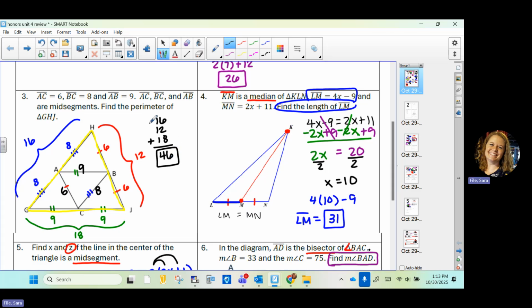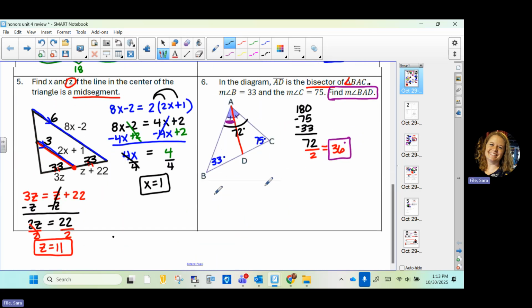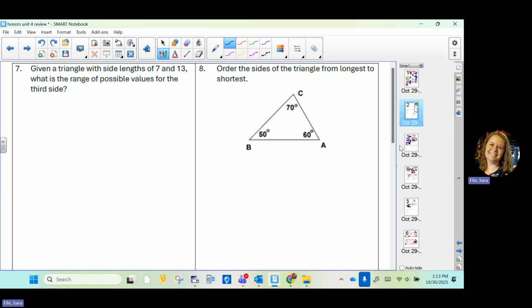But had they asked for any of these other segments, you could have answered all of these, right? We can find all of those segments because the mid-segment is half the length of the side it's parallel to. I think that's it on the front. So let's go to page 2 and look at 7.